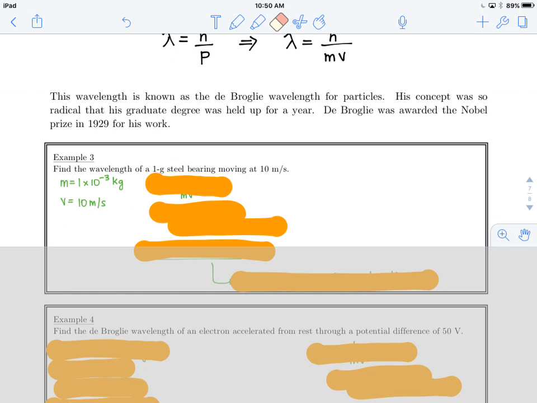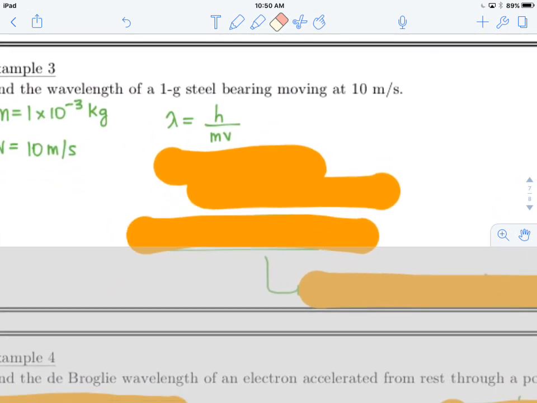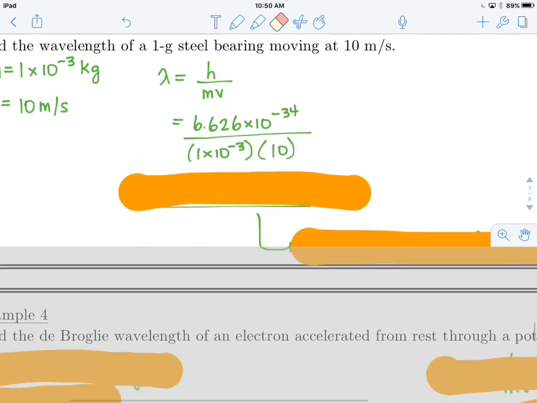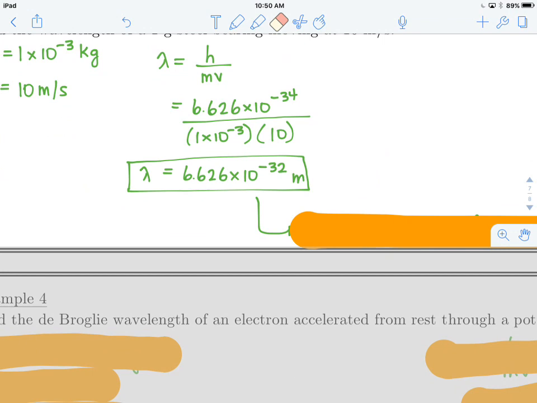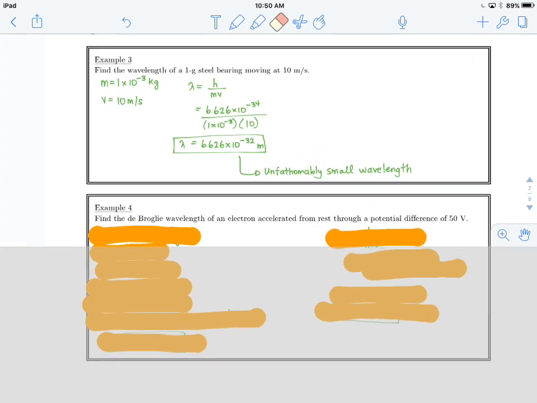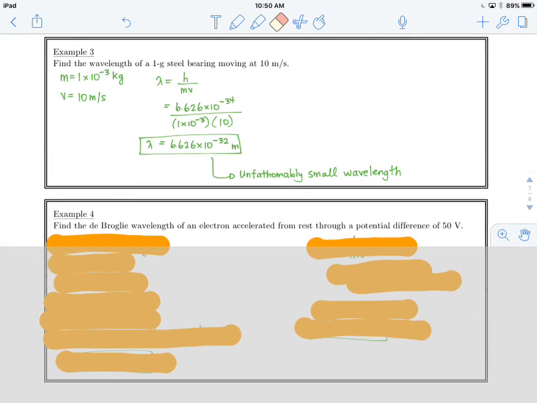And of course, we'll use the formula for the de Broglie wavelength. Lambda is equal to h over mv. Sub in our numbers, and we arrive at 6.626 times 10 to the minus 32 meters as a wavelength. So this is an unfathomably small wavelength that would not be detectable because this is so small. And this kind of starts to point us in the direction of why we don't experience quantum effects in the world that we live in on a day-to-day basis.